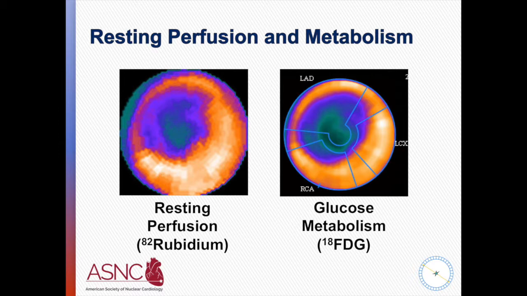So this is what's called a match. Am I correct? Yeah, so this would be a matched pattern where there's a matched reduction in perfusion and FDG uptake with metabolism. So this would imply permanently scarred, non-viable myocardium and would suggest that there would be very little benefit to myocardial revascularization in this patient's case.